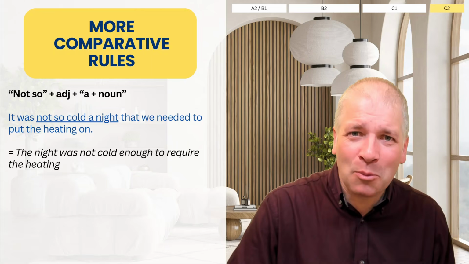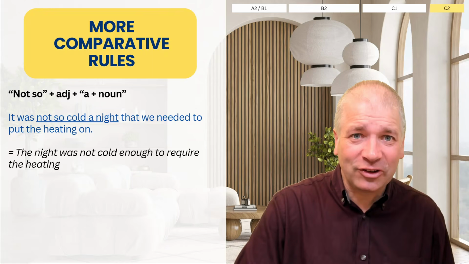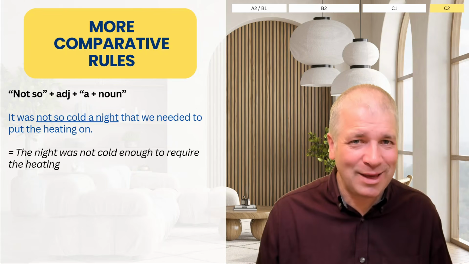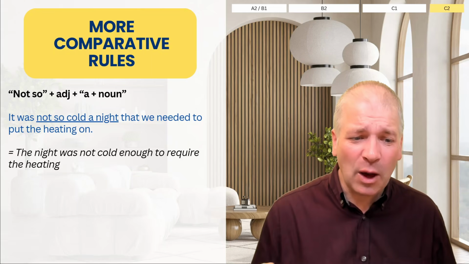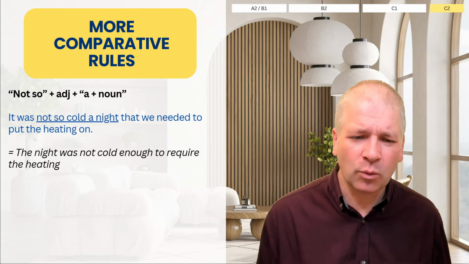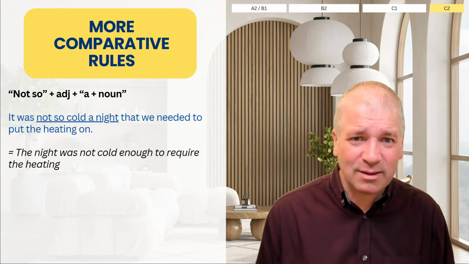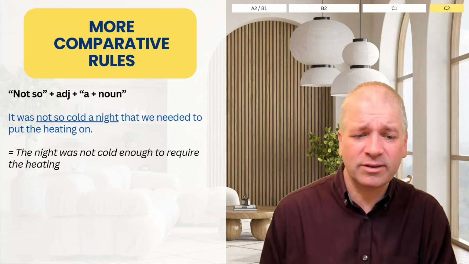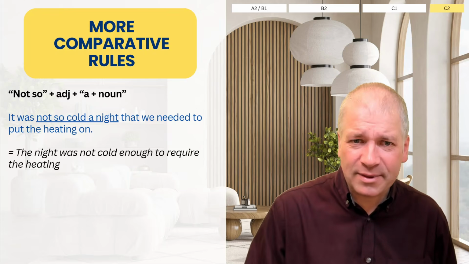And let's finish with a couple more comparative rules. We have this combination, not so, adjective, and then a followed by a noun. Let's put this in an example so you can see how to use it. It was not so cold a night that we needed to put the heating on. What does not so cold a night mean? Well, if you put the whole sentence together, the night was not cold enough to require the heating. So not so cold a night. The night was not cold enough for what comes next.